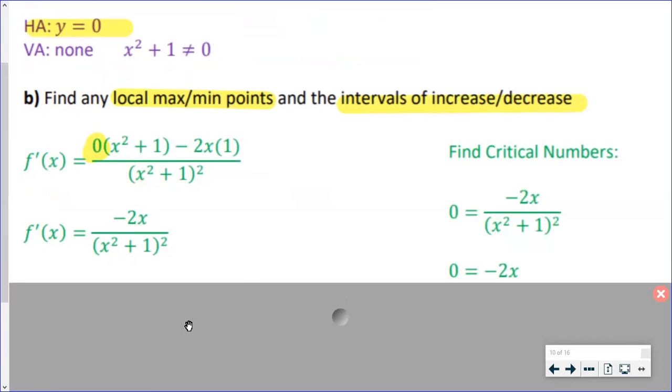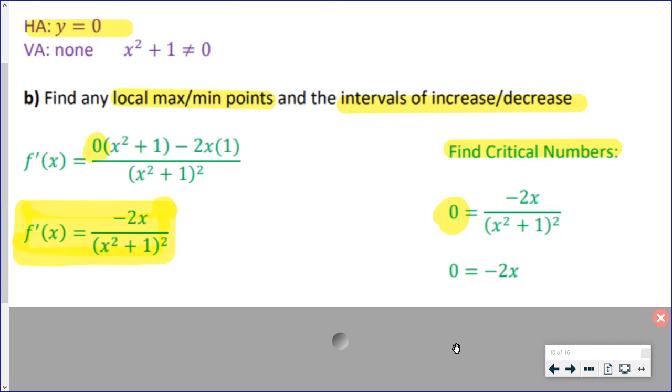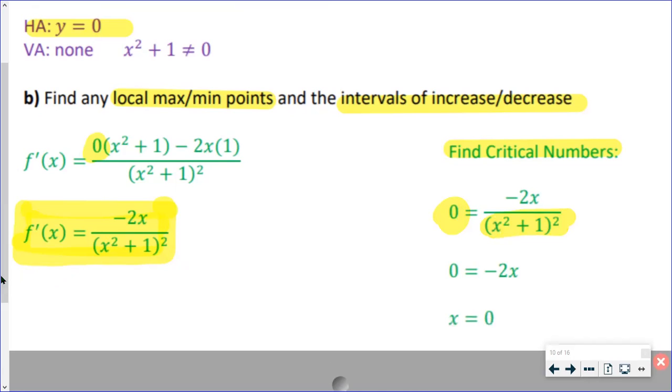Once we do that, we find critical numbers by setting the first derivative equal to 0. And when we do that, you'll notice that when we cross multiply, the denominator times 0 is equal to 0. It effectively eliminates the denominator. So I have a value of x is equal to 0. That's the x value of my critical point.